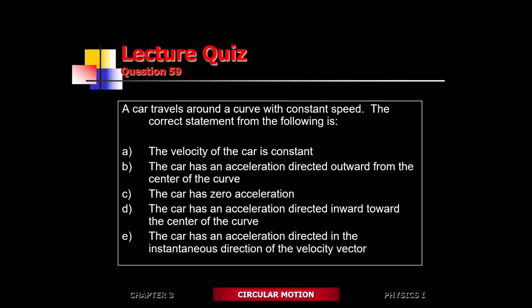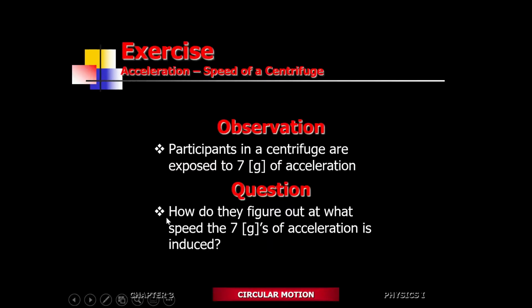All right, pick out the best answer. I see a lot of D's, so D is the best answer, right? The car is accelerated inward towards the center. So that guy who just passed out was exposed to about 7 Gs.